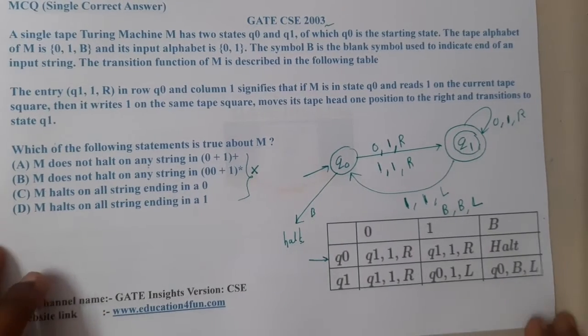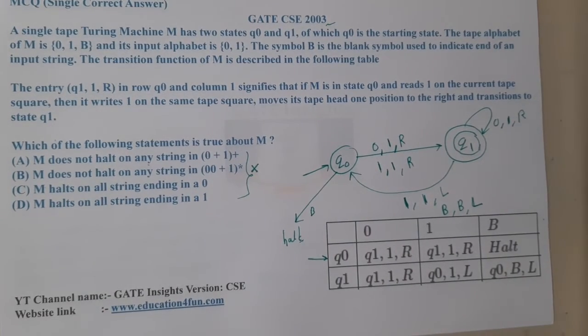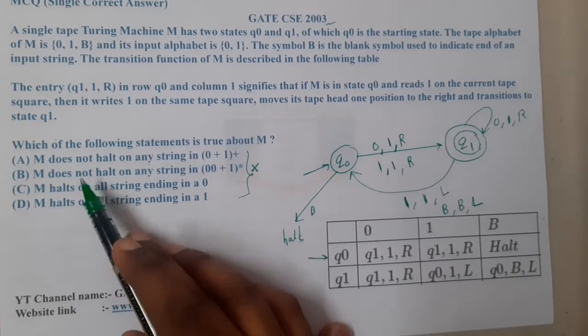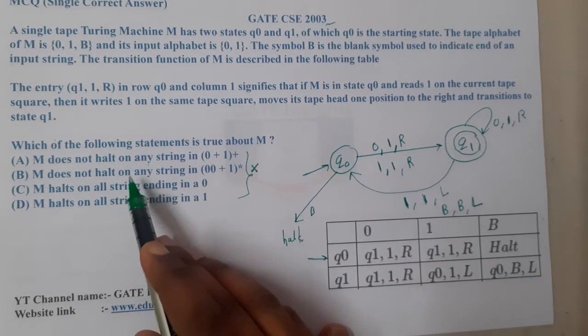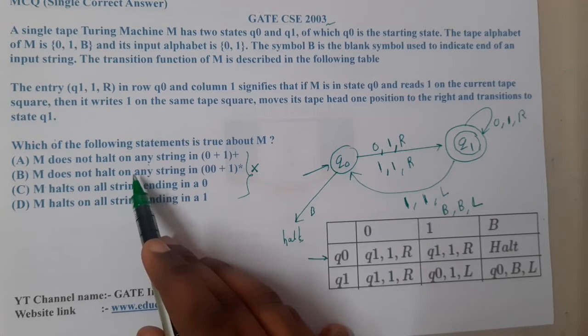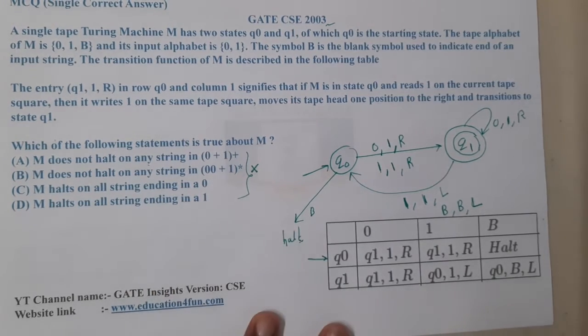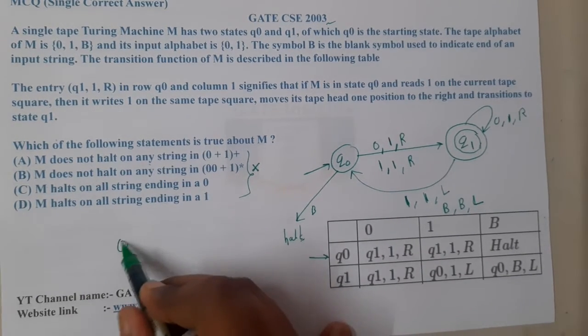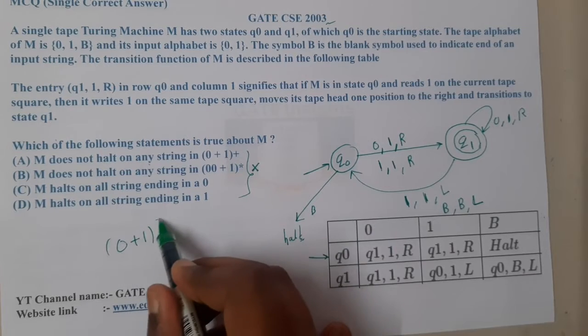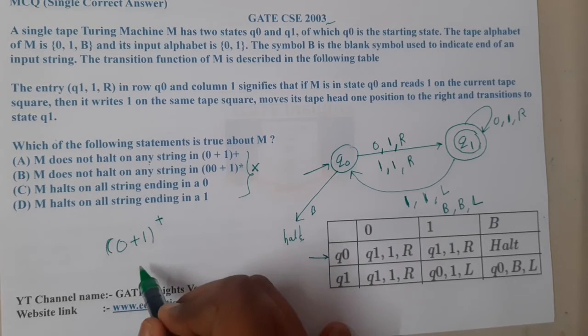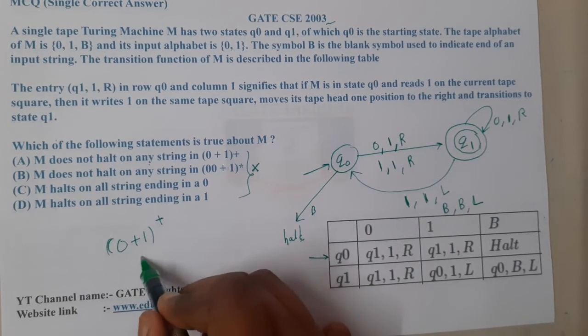Okay, so let us start, guys. When we are trying to check option A, we need to take any kind of a string, right? Yes, so what shall we take? So 0 plus 1 whole plus, that is nothing but positive closure. So let me take a 00, guys.